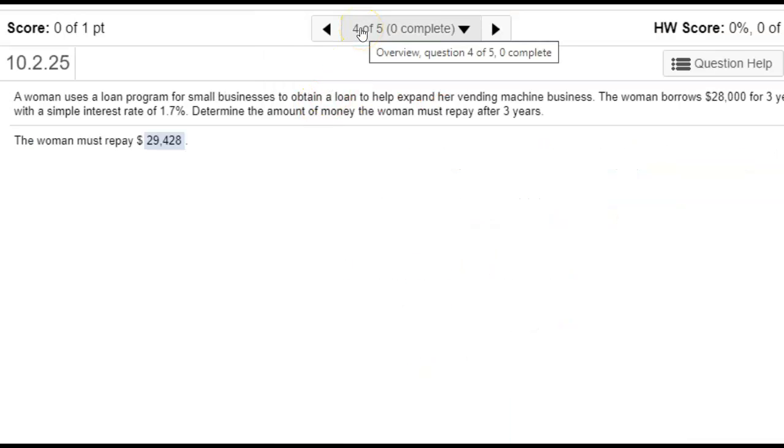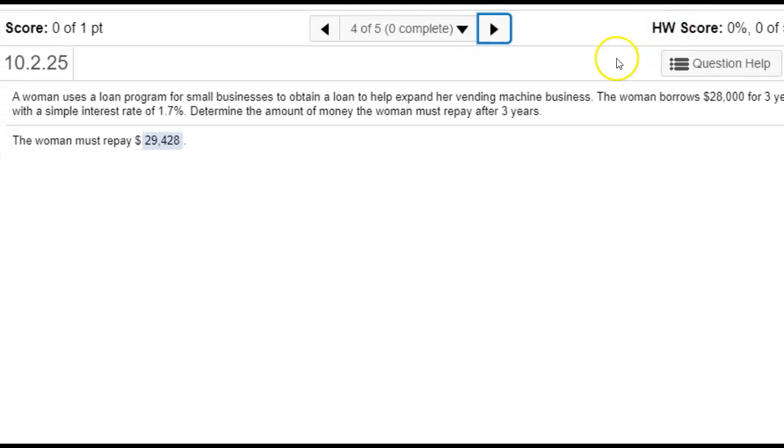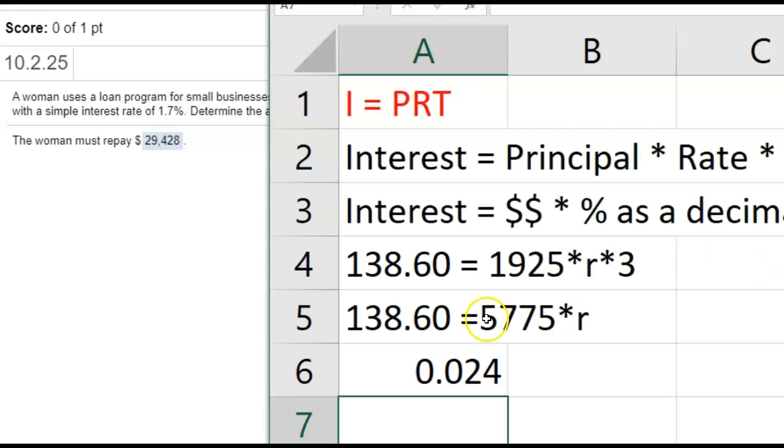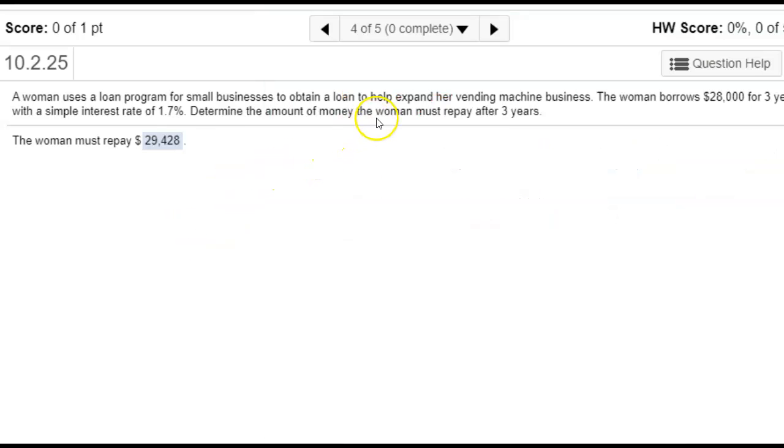For number 4, a simple interest story problem. The woman's using a loan for a small business. We get the amount she borrows, which is the principal. We get the time listed in years here, 3 years, that she'll be borrowing the money for. And the simple interest rate is listed as well. We're trying to figure out how much interest she's going to be charged on the loan.